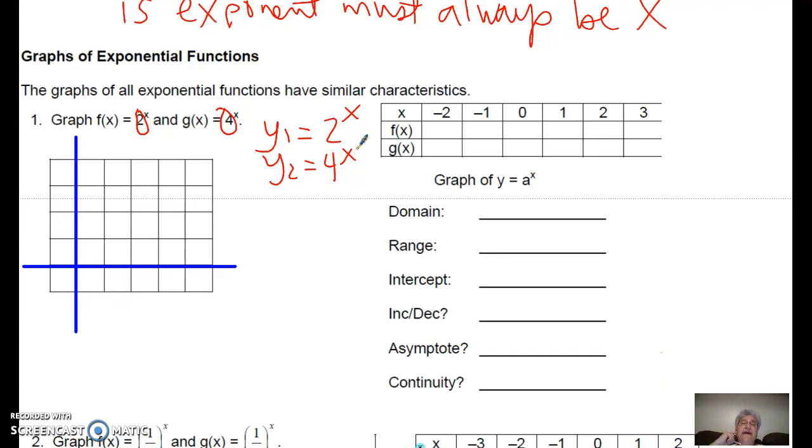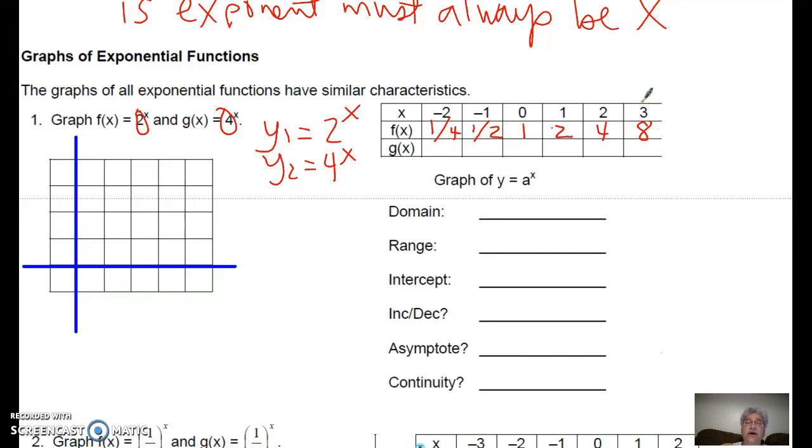When x is -2, f of x is 1/4. Because of course, 2 raised to the x, and x is -2, is 2 to the -2 power, which is the same thing as saying 1 over 2 squared, which is 1/4. Raised to the -1, our y value would be 1/2. Raised to the 0, anything raised to the 0 power is 1. 2 raised to the first power is 2. 2 raised to the second power is 4, and 2 raised to the third power is 8.